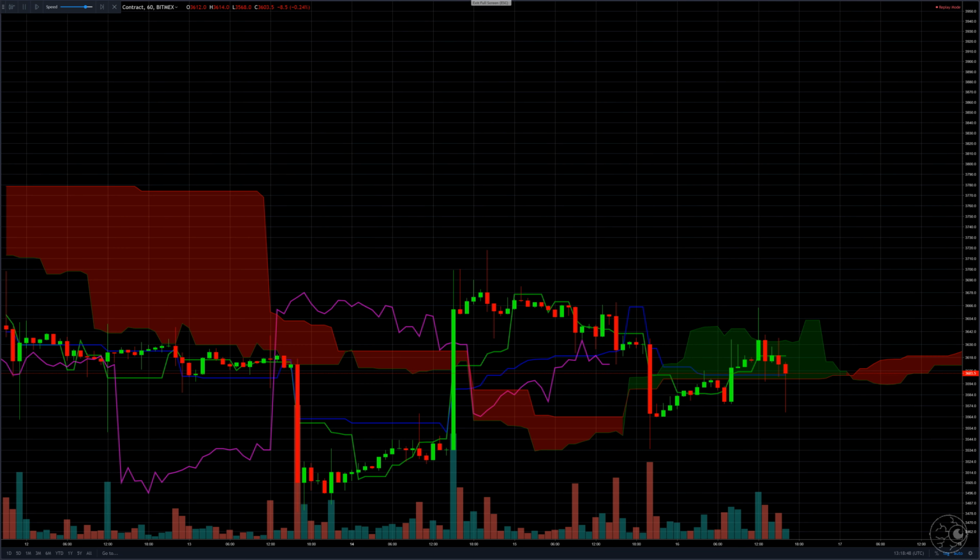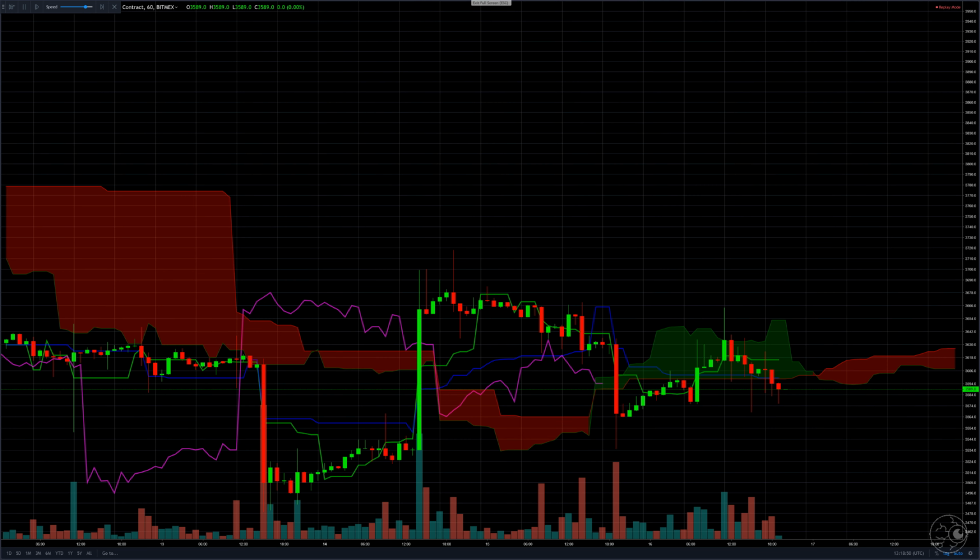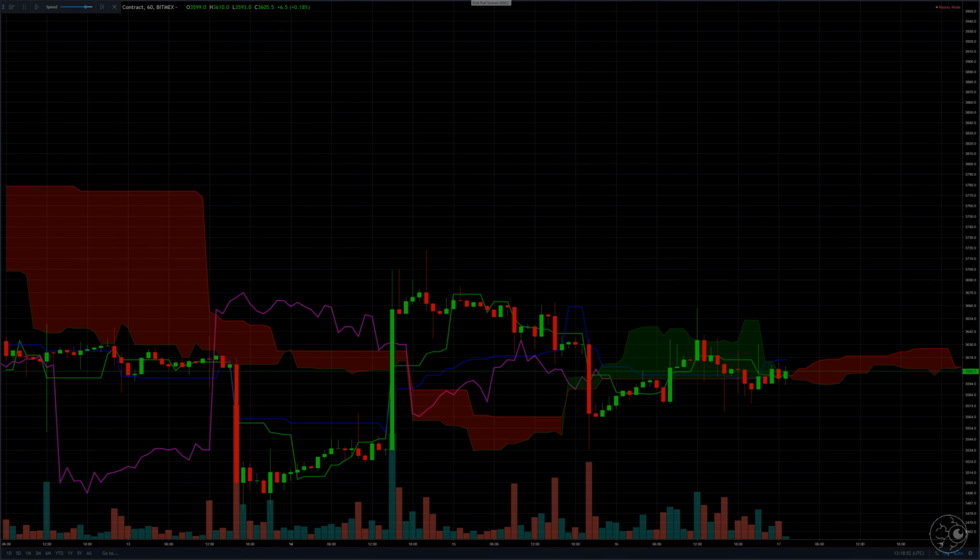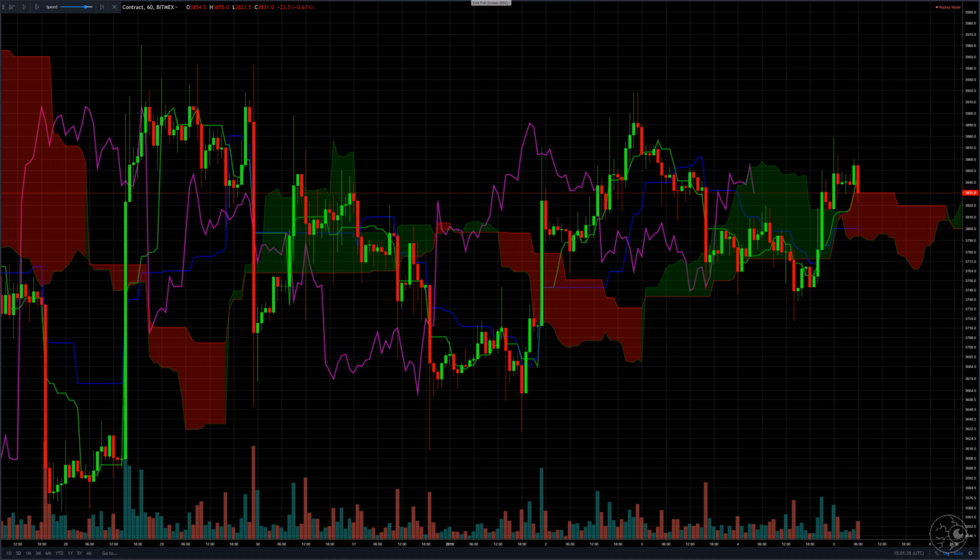The Ichimoku system is comprised of 5 elements, 6 if you count every line. First, we have a line called the Tenkan-sen.